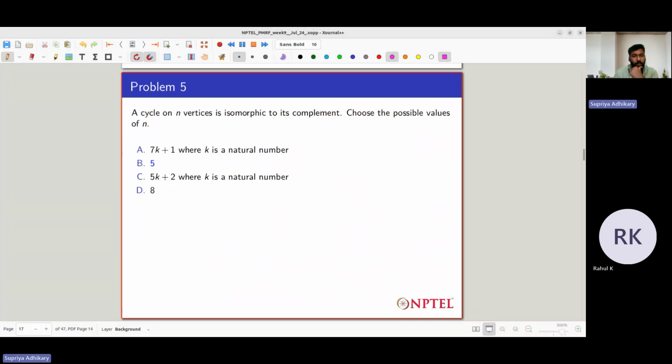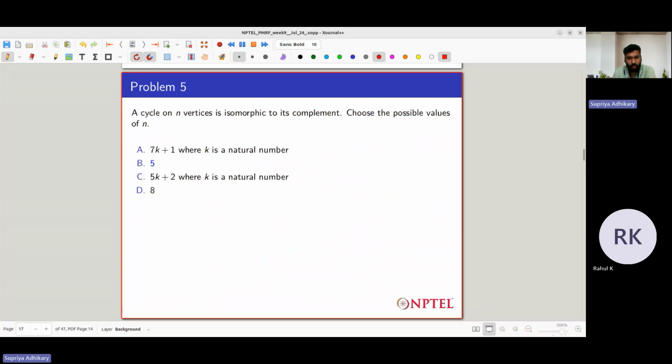So in the fifth problem, we have to prove that a cycle with n vertices is isomorphic to its complement. Oh, sorry. It is given that a cycle with n vertices is isomorphic to its complement. So we have to choose the possible values for n.